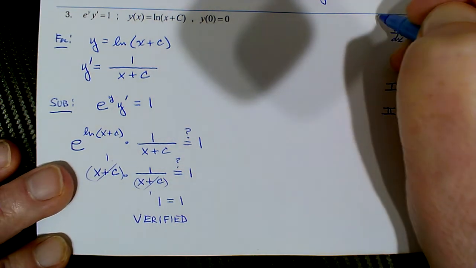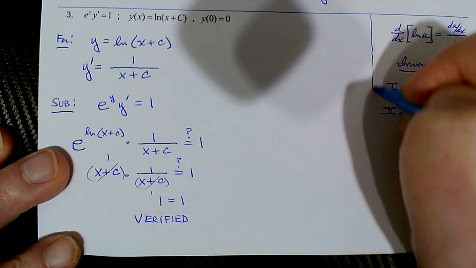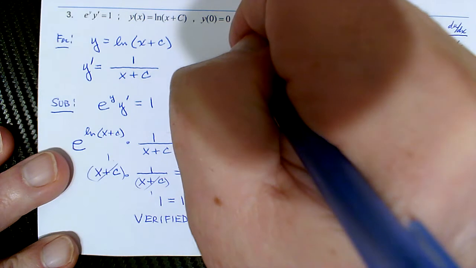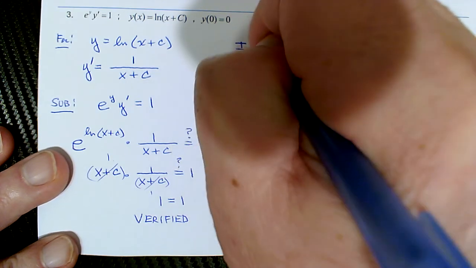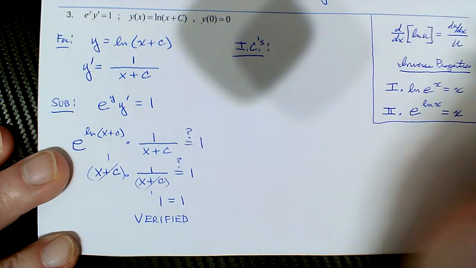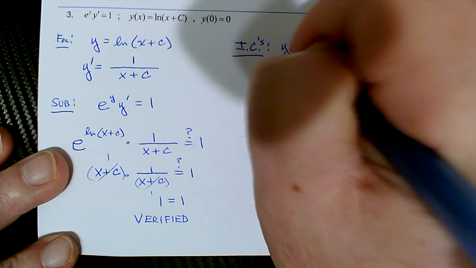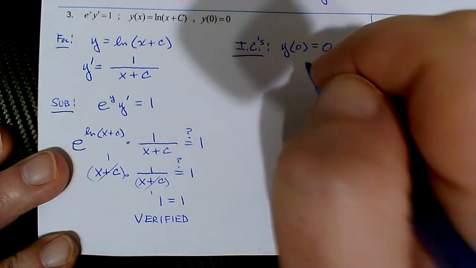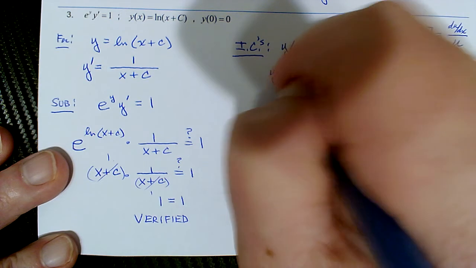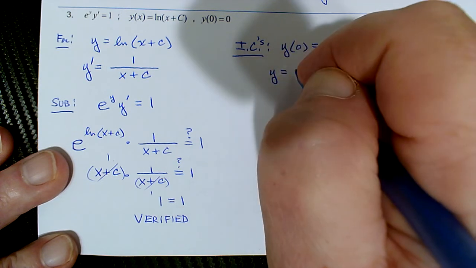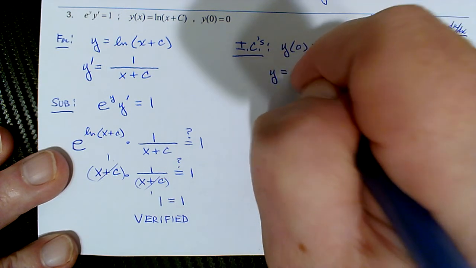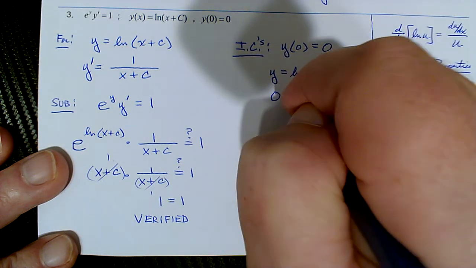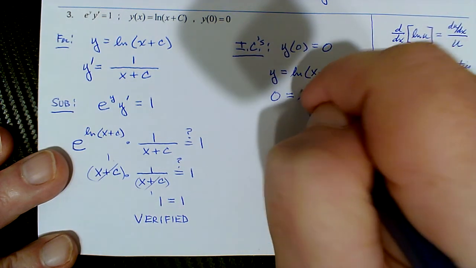And now we use the initial conditions to solve for the constant. So y of 0 equaling 0 means that x is 0 and y is 0. The proposed solution, y is the natural log of x plus c. So 0 equals natural log of 0 plus c. So 0 is the natural log of c.